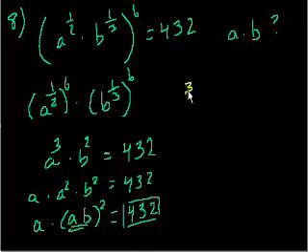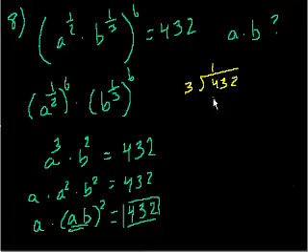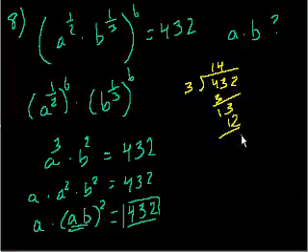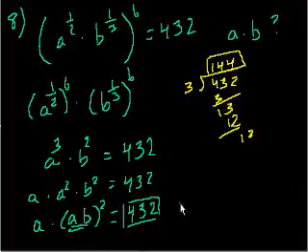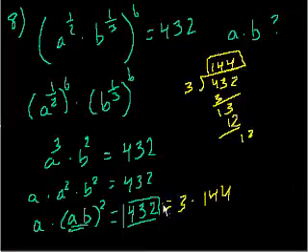Yes. What happens when 3 goes into 432? 3 goes into 4 once, remainder 1, 13 goes into it 4 times. 4 times 3 is 12. Oh, look at that. That's a perfect square. So we could write this as 3 times 144. So ab could be 12, right?